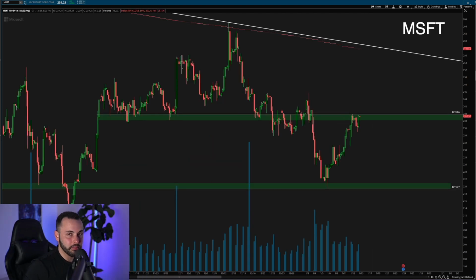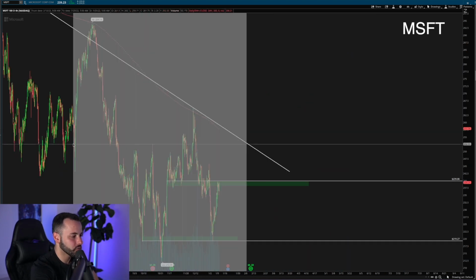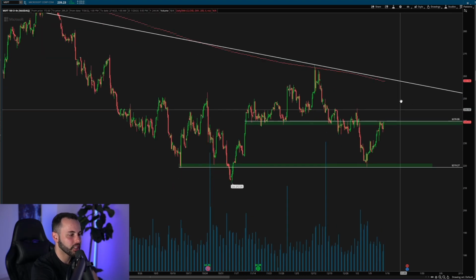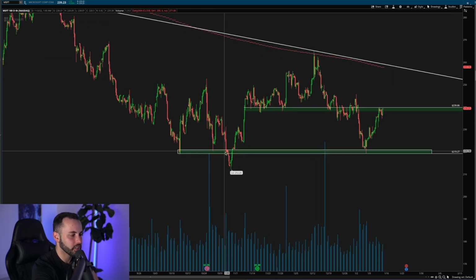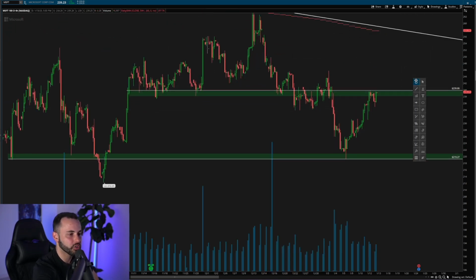The next stock that I think makes a lot of sense here over the next week is Microsoft. Microsoft has pushed off a very key 220 bottom here. If I zoom out, we can see that this 220 was a little bit of a triple bottom in itself. We had a bottom here, a little bit of a bottom here, and again around 220, a nice bounce off that level. But we are approaching a very important 240 level.